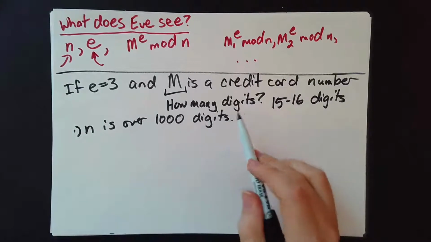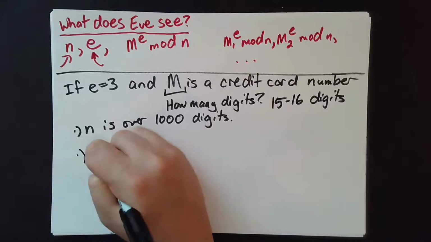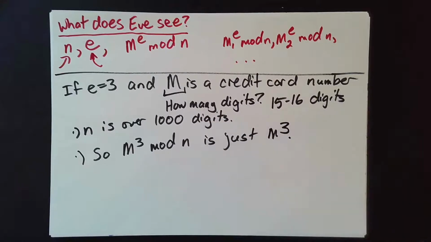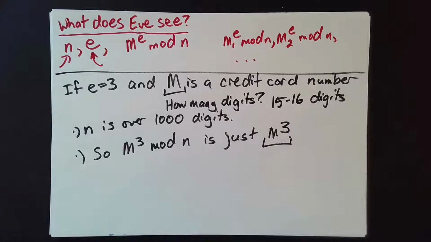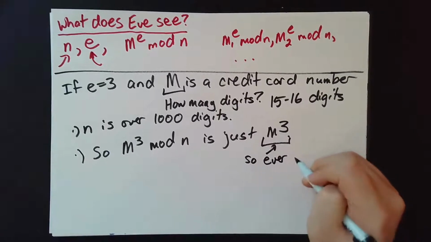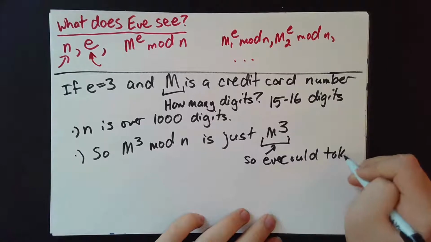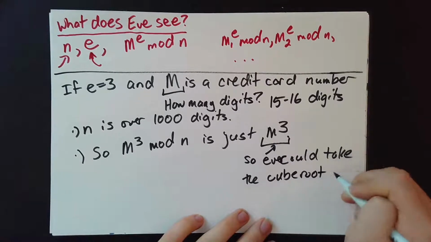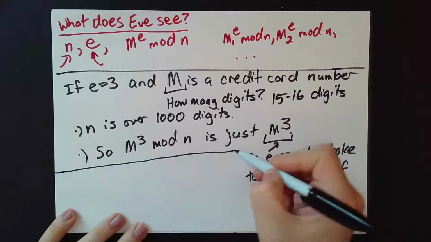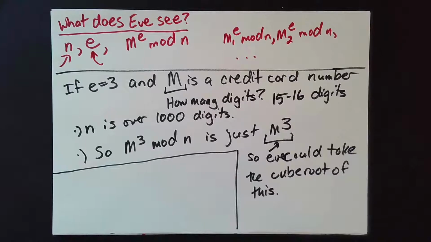Okay. And so as a result, if I just do this naively, m cubed mod n is just m cubed. And wouldn't you know it, if the number you're looking at is actually m cubed, you can just calculate the cube root of it as an integer, like a plain old regular integer. So Eve could cube root this. The moral of the story here is something that's actually true about public key systems in general.